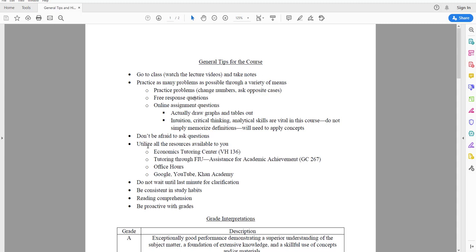Utilize all the resources available to you. So there's Economics Tutoring Center, tutoring through FIU and GC 267. They also have something in the Green Library as well, if those resources are available. There's office hours with me, so hey, I am available Monday, Wednesday, Friday from 8 a.m.